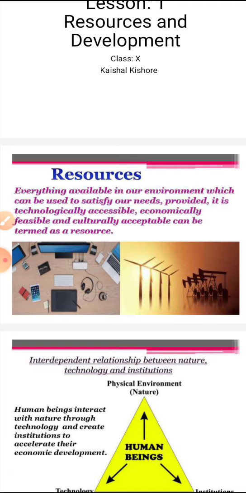First, let us discuss technologically accessible. All of you know that to convert a gift of nature, take the example of iron ore. It is just a piece of rock. So to convert it into a useful item, we require technology. Then only it can be converted into either iron sheet or steel sheet to satisfy our needs.